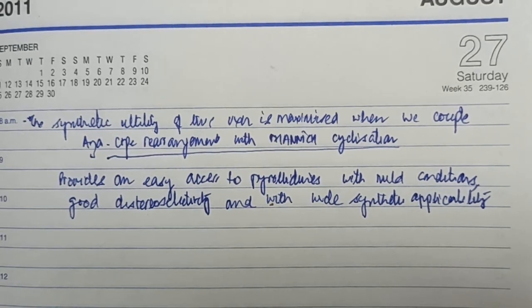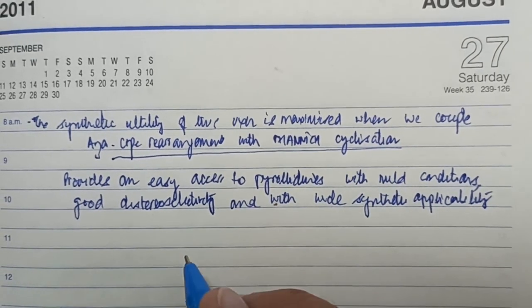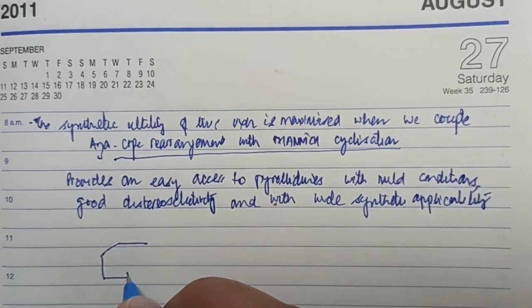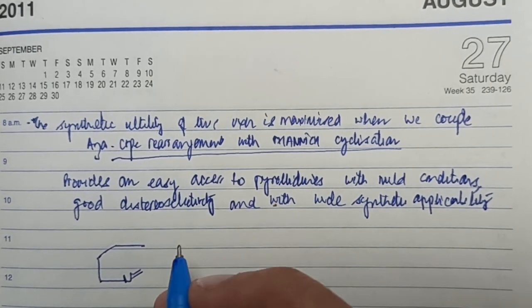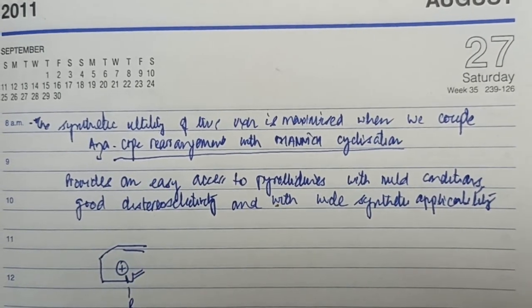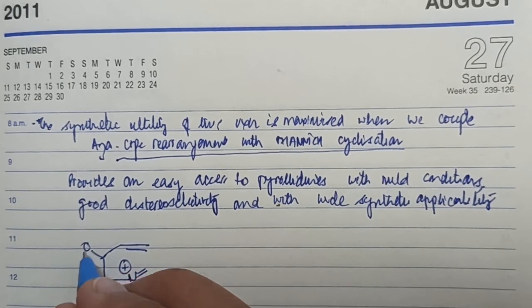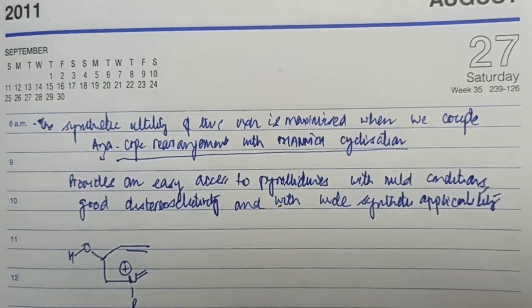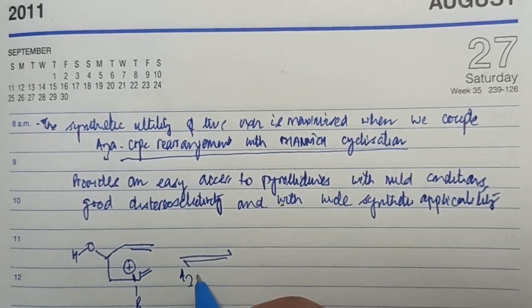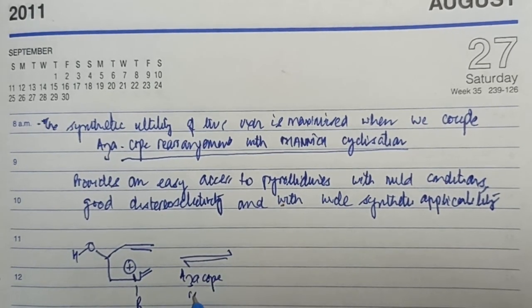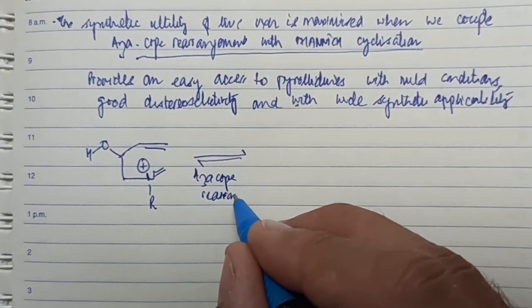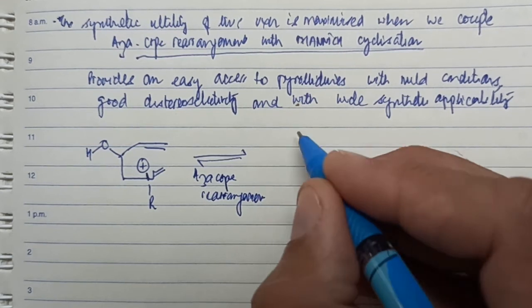Now what we mean to say is this: let's say we have a substrate which is a recipient for the azacope rearrangement like this, let's say an ammonium ion present here in the 1,5-hexadiene system, and let's say at the third position you have an OH group. Now this would undergo an azacope rearrangement, and if it undergoes an azacope rearrangement, the product would be this one.